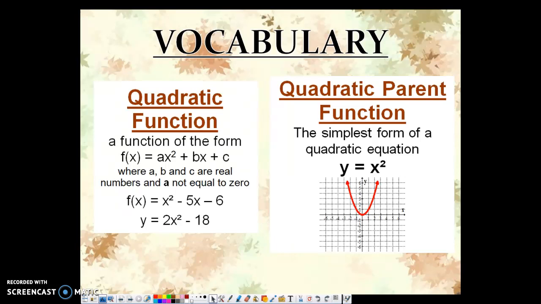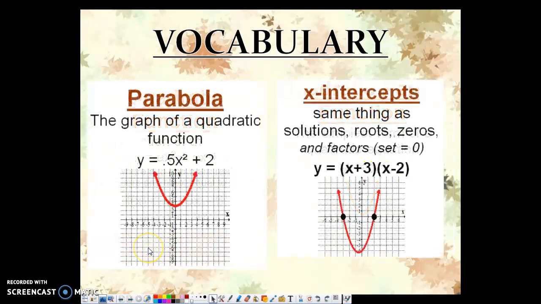So let's go over some vocabulary. A quadratic function is pretty much anything with this little x squared and nothing higher. Okay, that's a quadratic function. Quadratic parent function is y equals x squared. Always, y equals x squared. The shape of a quadratic function is called a parabola. Okay, that's what the shape is called, a parabola.